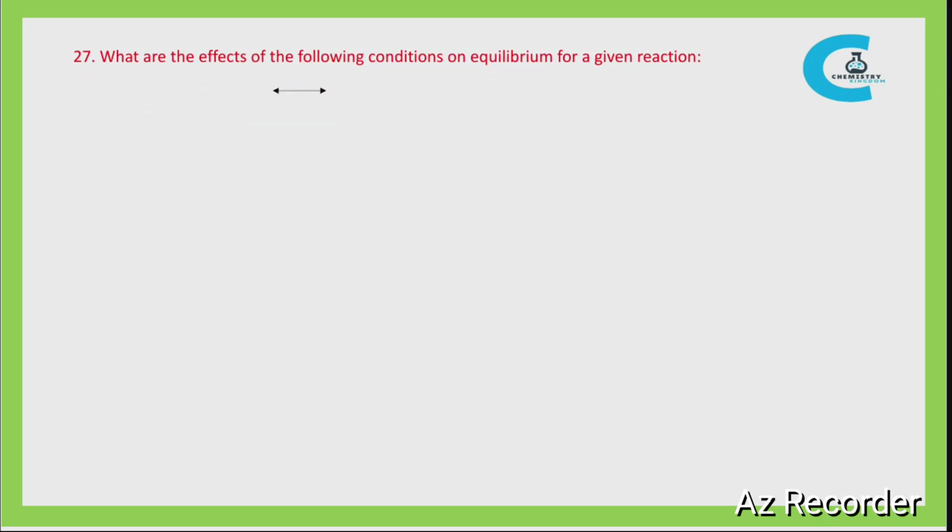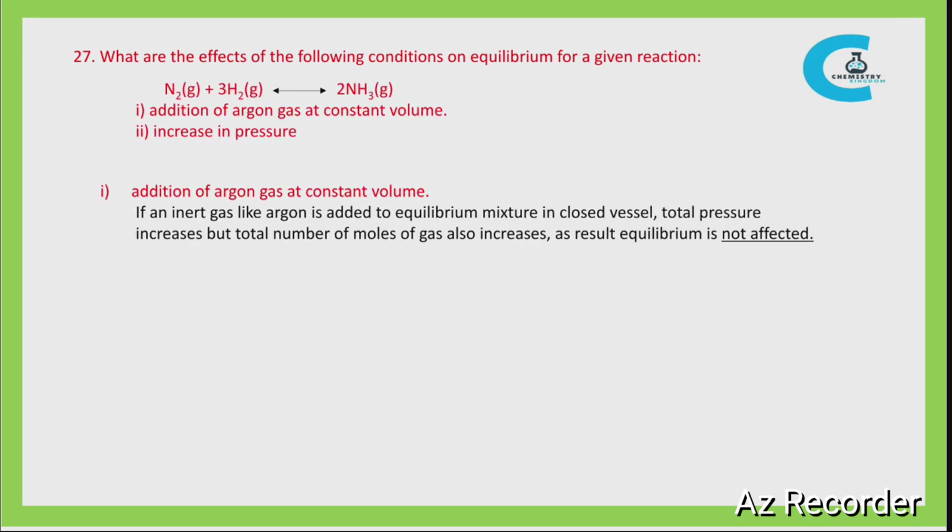What are the effects of the following conditions on equilibrium for the given reaction? They are asking nothing but Le Chatelier's principle, guys. Addition of argon gas at constant volume does not affect equilibrium. If a gas like argon is added to an equilibrium mixture in a closed vessel at constant volume, total pressure increases, but the partial pressures of the reacting gases do not change. As a result, equilibrium is not affected.